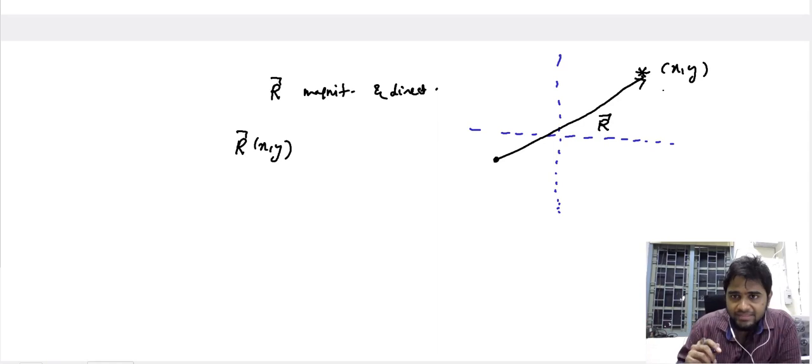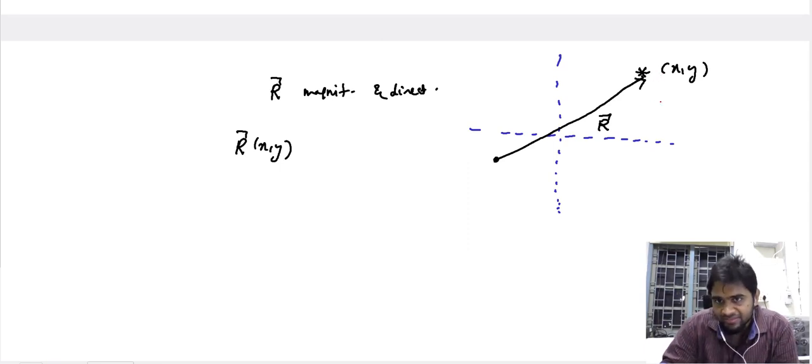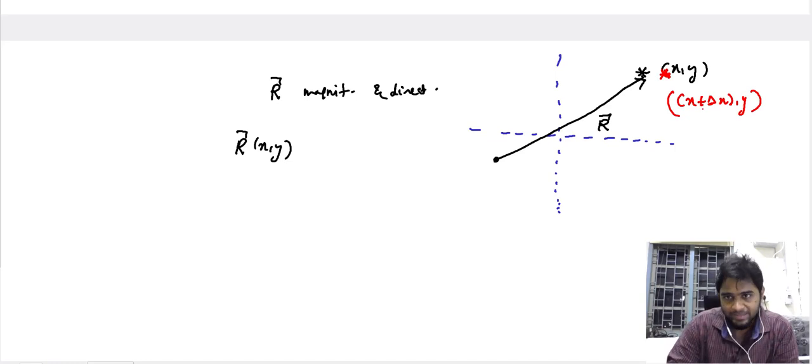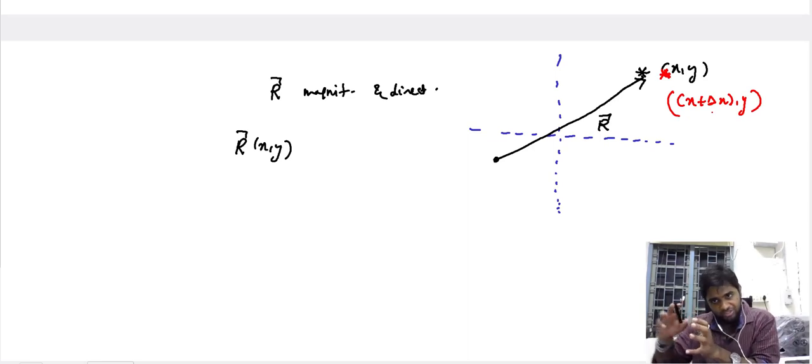Now let us consider a point that is close to the original point, the one in the black, and this point is along the x-axis. This new point is defined using the Cartesian coordinate system as x plus delta x, comma y. So the x component has changed, not the y component.